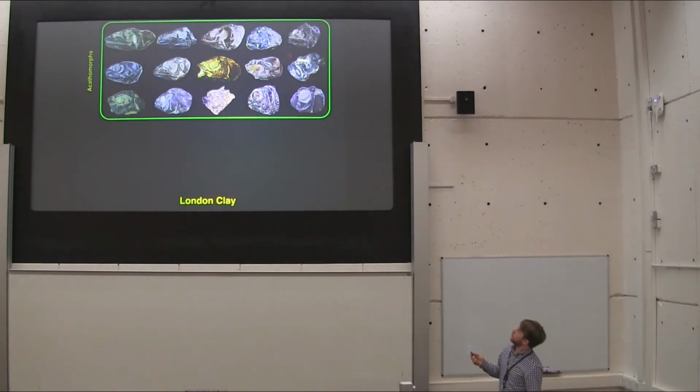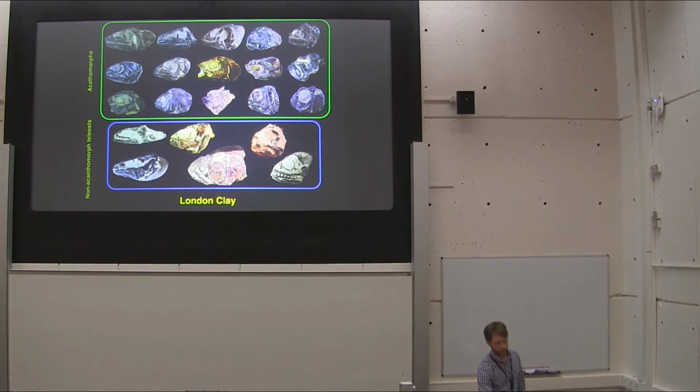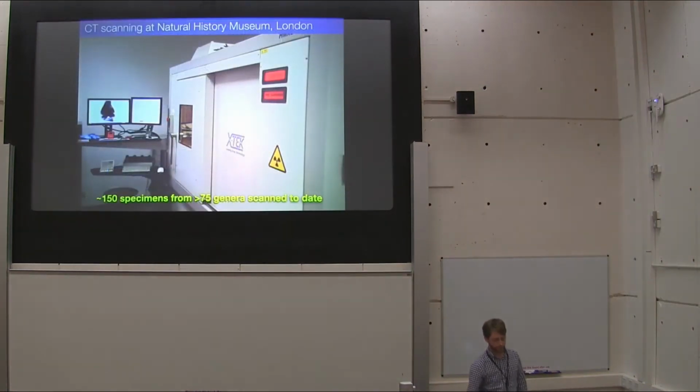Here we have, moving forward in time to the London clay, we can see that at this point in time, acanthomorphs are much more diverse and also much more morphologically disparate, at least that seems that way from eyeballing them. And here we have some examples of London clay non-acanthomorphs.